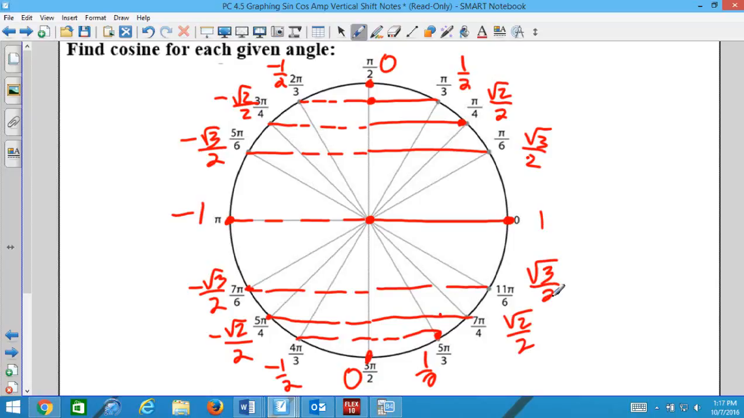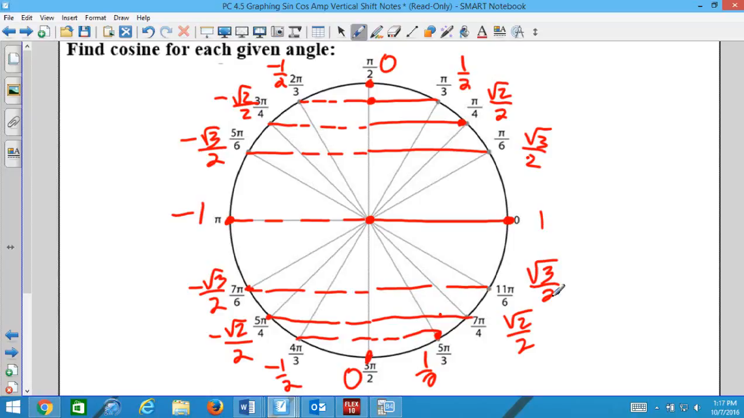What would happen if I went all the way around, 360 degrees, 2 pi, and then I went back to pi over 6? Would the answer be different? No, it would be the same. It would be the same cosine as just originally going to pi over 6. It's coterminal. And I'm in a circle. So this repeats itself over and over again. It keeps repeating.